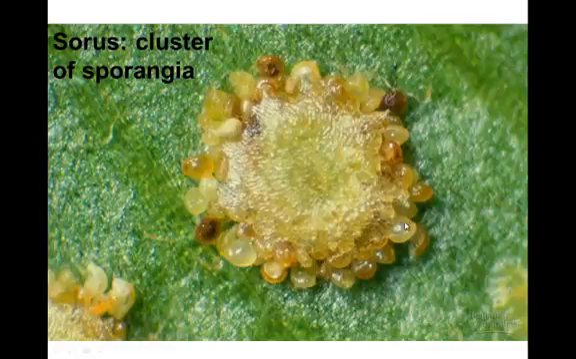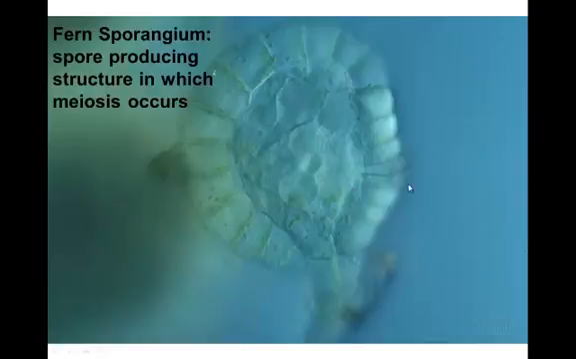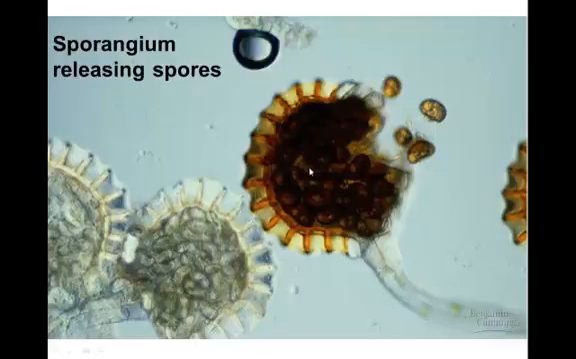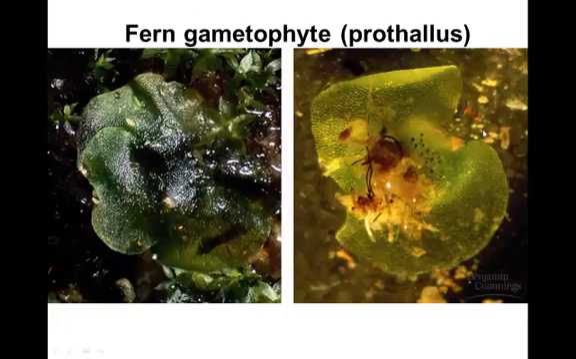This is a sorus, a cluster of sporangia, and you can just see them around the edge. In the middle, there's this umbrella-like structure that protects the sporangia. Here is one sporangium, and that's, of course, where meiosis occurs. This is also the sporangium, and this time it is releasing spores that have been produced by meiosis. So the spore is the first cell of the haploid gametophyte generation. The spore germinates and grows by mitosis into a gametophyte.